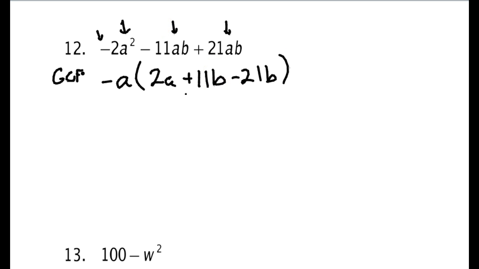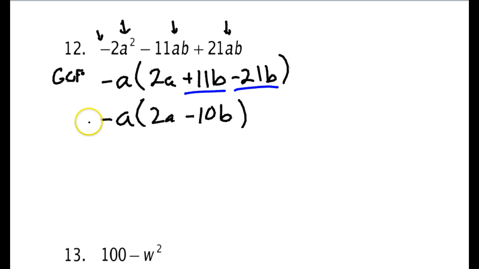And these happen to be the same variable. This doesn't usually happen in our routine problems, but it does happen here. If they're the same variable, remember we can just combine these together. So we have 2a, we can't do anything with that, but these are the same variable. So 11 minus 21 would be negative 10b. I'm just going to leave that negative a in front. And that's all we can really do here.